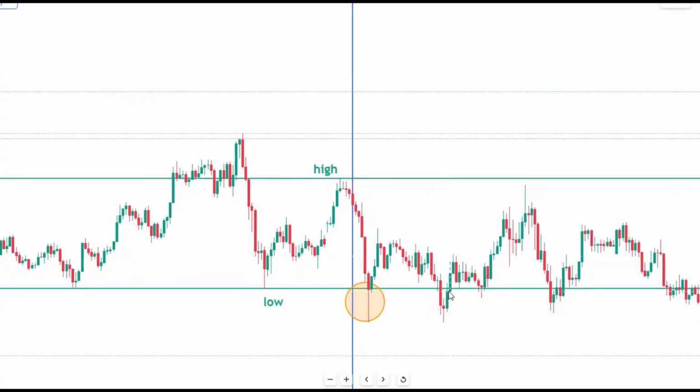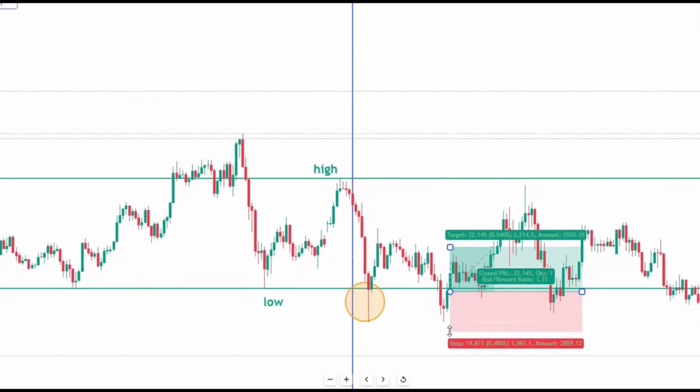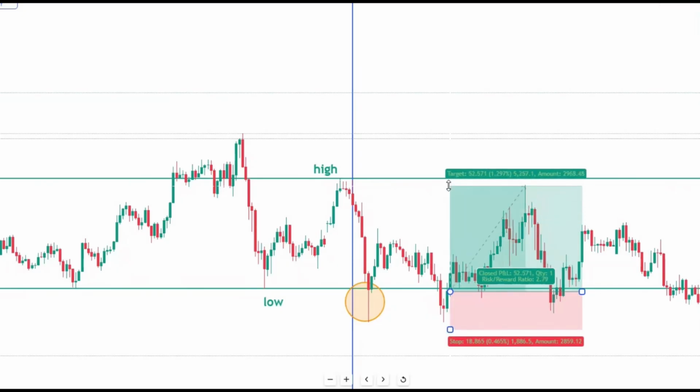Even if you said, okay, let's enter after this candle, watching price action, you'd be aiming for your 1, 2, 3.